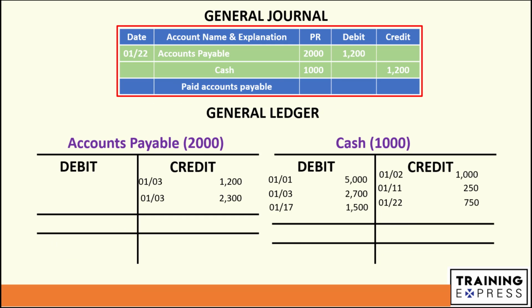Okay, this is the last transaction of today's session. Let's look at the journal entry. Accounts payable debit $1,200 and cash credit $1,200.